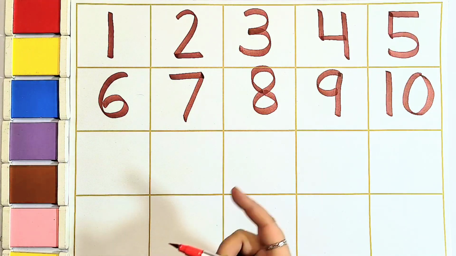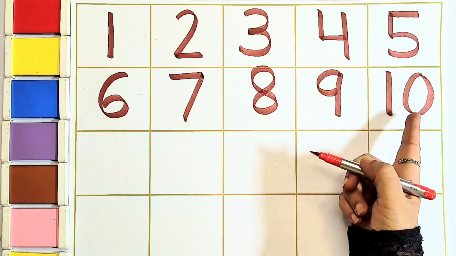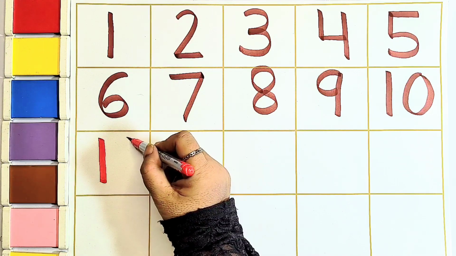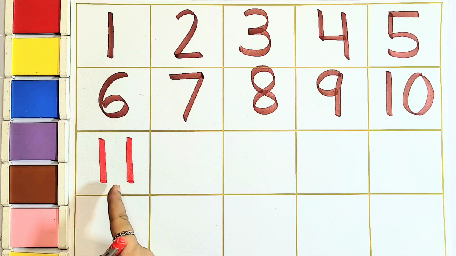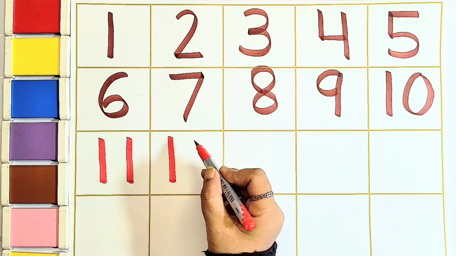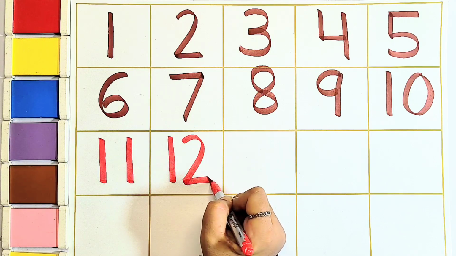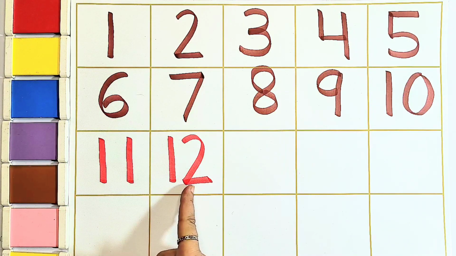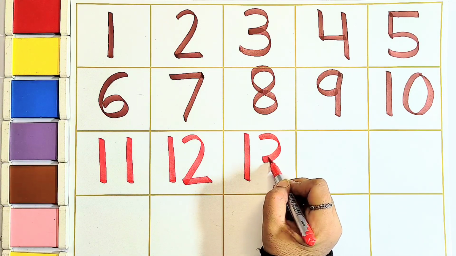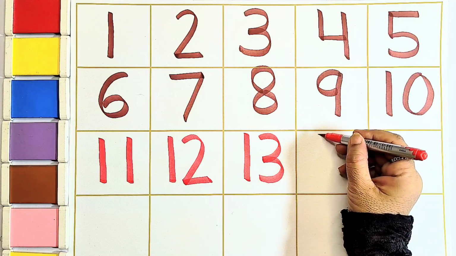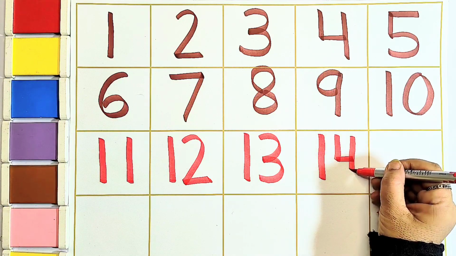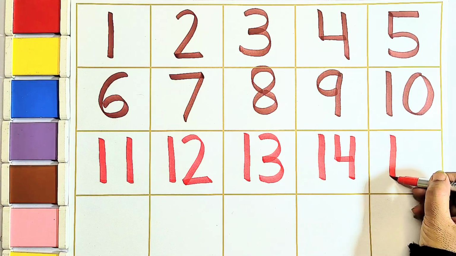Red color. 9, 10. Now 11. How do we write 11? 1 makes 11. 12. 1, 2, 12. 13. 14. 15.